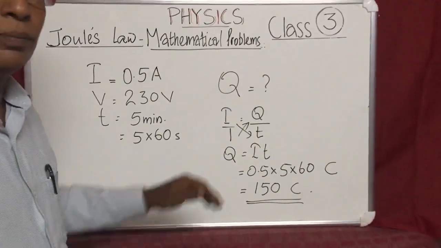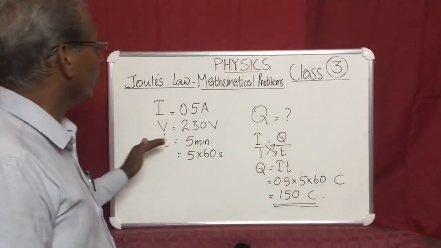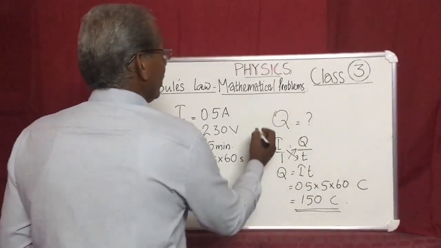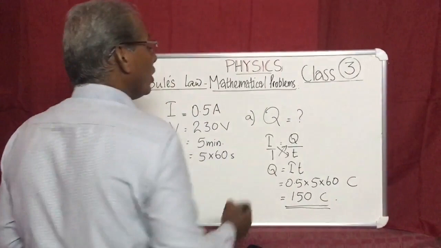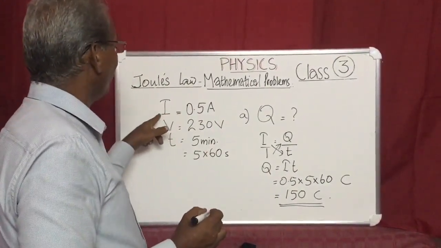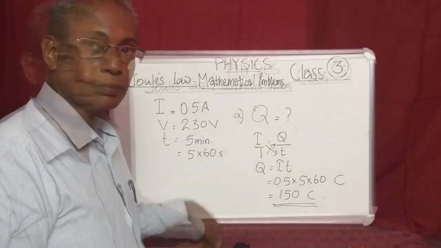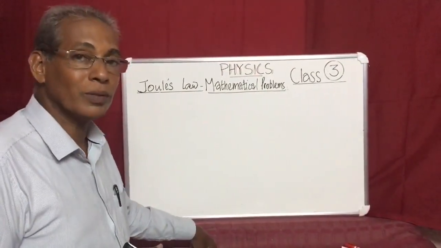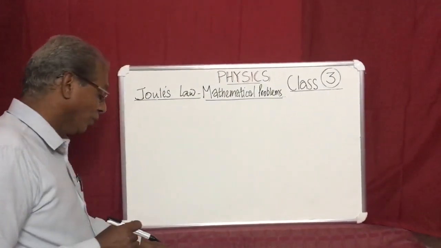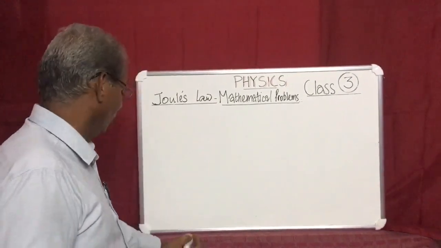Okay, I hope you understood this problem. This is the first part, A part, that is the quantity of charge flowing having current 0.5 ampere in 5 minutes. Now B part. B, how much is the resistance in the circuit? We have to calculate the resistance.